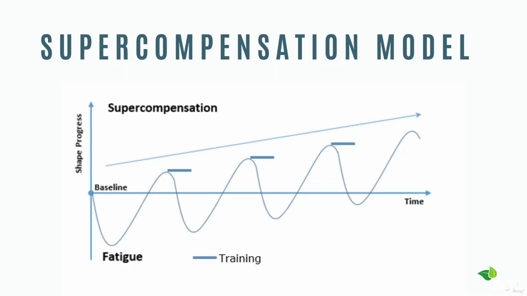Now, when that happens, the arrow that's going up right now, defining your shape progress, will go down and we will be overtraining. So we want to optimize the time between our workouts so we can get this curve to gradually go up to increase our shape with time and avoid overtraining as well as staying at the same level.